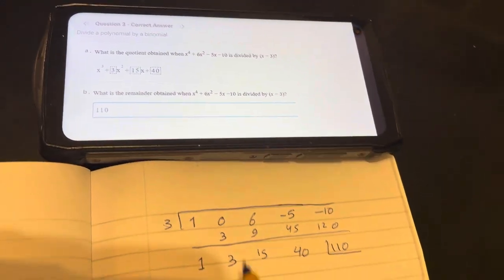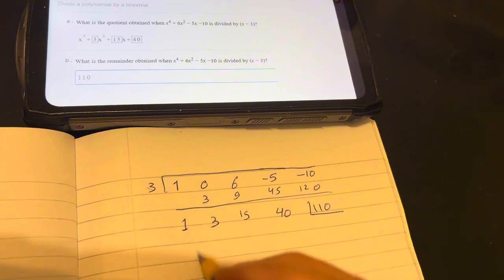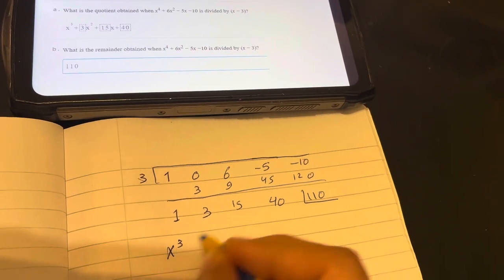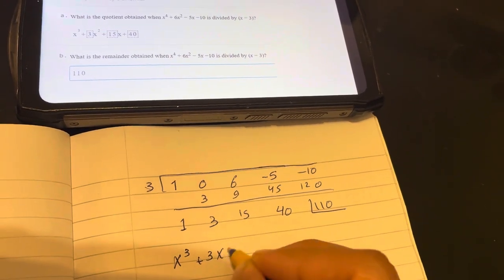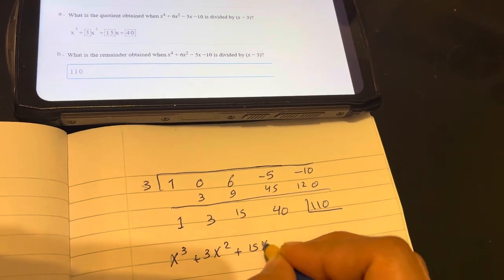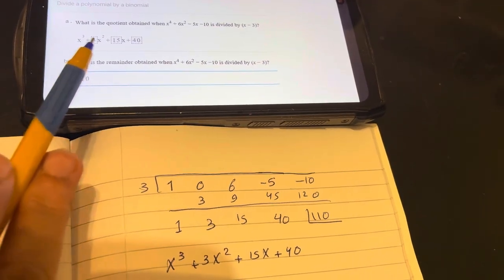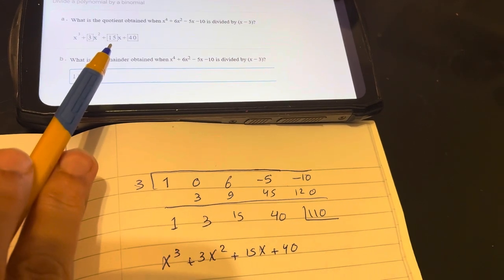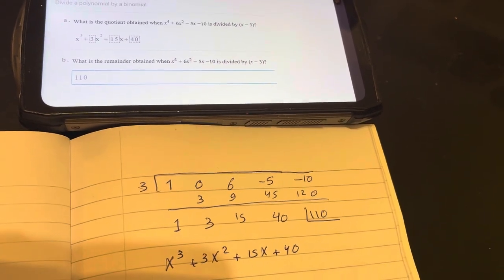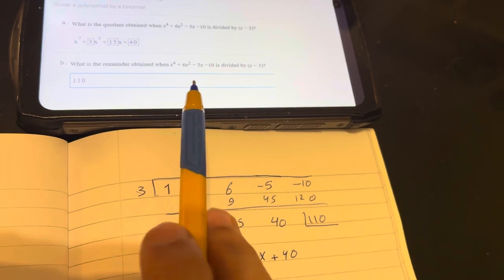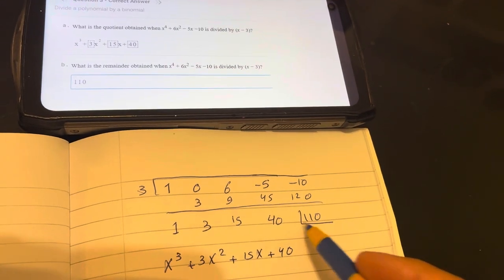So your quotient will be, this is x to the power of 4, so this is x to the power of 3 plus 3x squared plus 15x plus 40. So here you have x cubed plus 3x squared plus 15x plus 40. What is the remainder obtained? Your remainder is here, is 110.